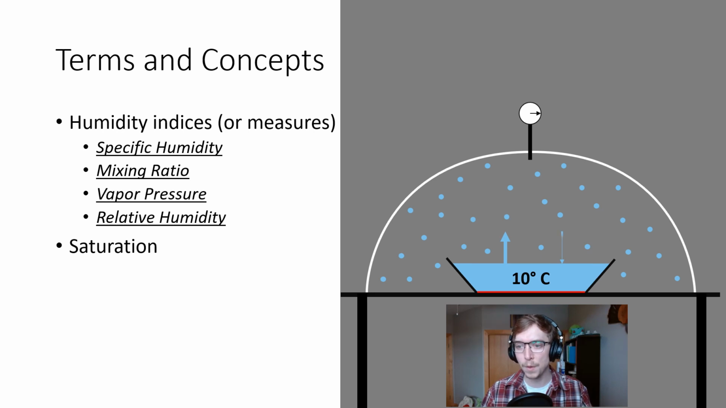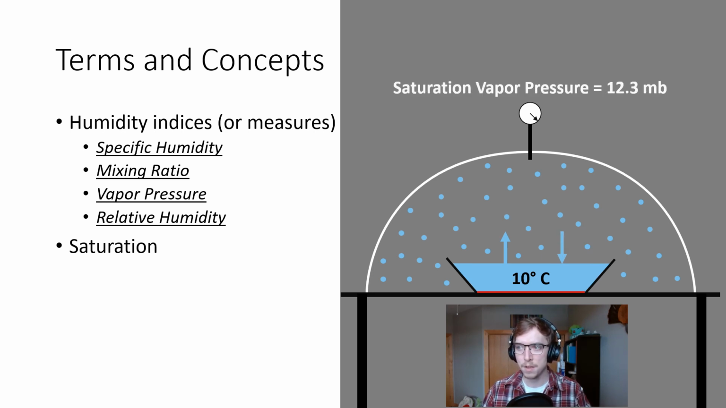So kind of increasing here. We're adding more and more, evaporating it off of our surface, condensing it in, and increasing that humidity. We increase the pressure even more. And say we have a saturation vapor pressure of 12.3 millibars, for example, for that 10 degrees Celsius.